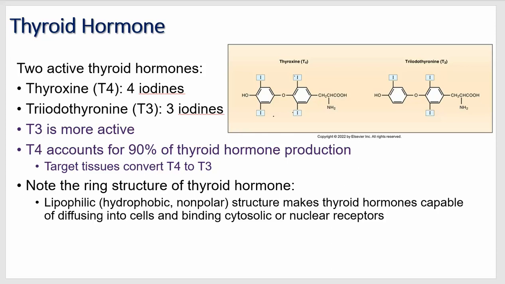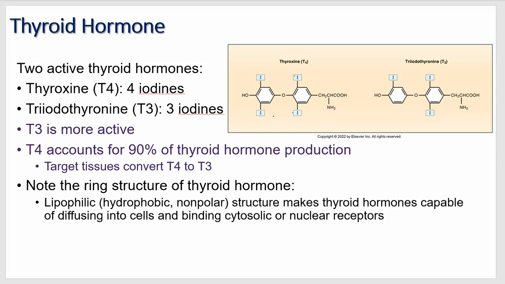So a couple of things, the T3 is actually more active than the T4. But the T4 accounts for 90% of thyroid hormone production. So 90% of the thyroid hormone that the thyroid gland makes is the T4 flavor. But the T3 is the more active type of hormone.